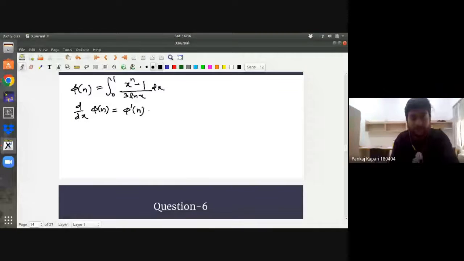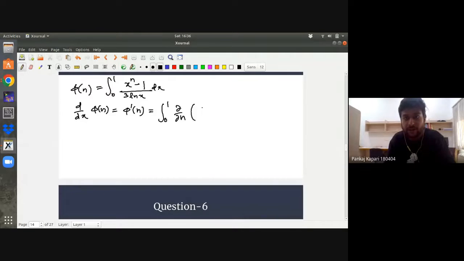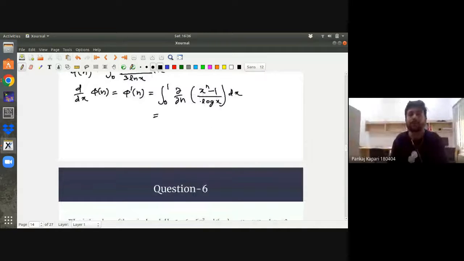this d by dn sign can be taken inside the integral. This is equal to 0 to 1, but it will become the partial derivative with respect to n, right? Okay, so this is x to the power n minus 1 divided by log x dx. Okay, so we have to differentiate this integrand with respect to n. So what we will get? The integral from 0 to 1. Okay, how do we differentiate x to the power n? Note that we are differentiating x to the power n with respect to n, not with respect to x. So x is a constant.